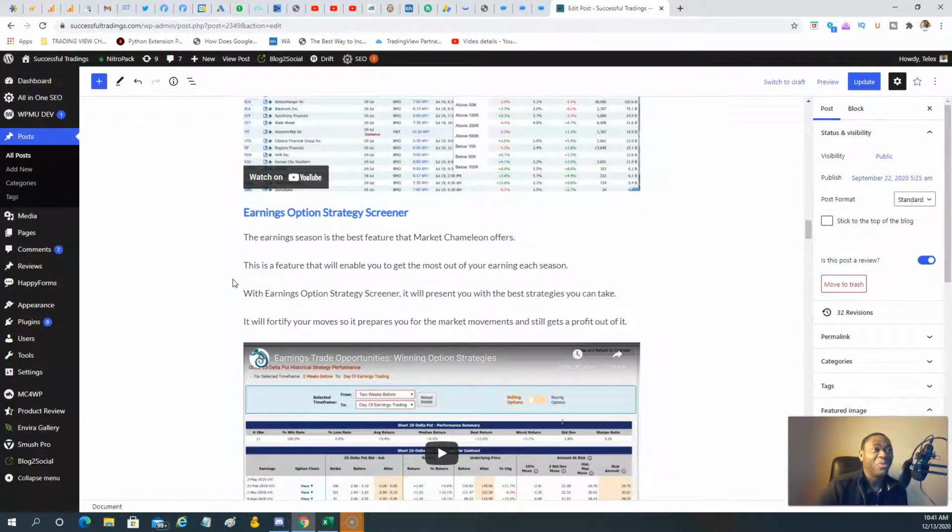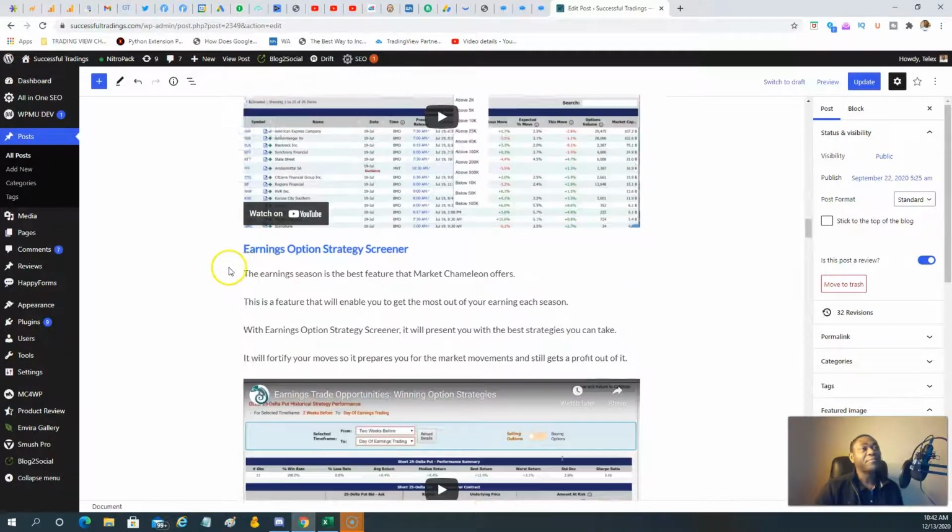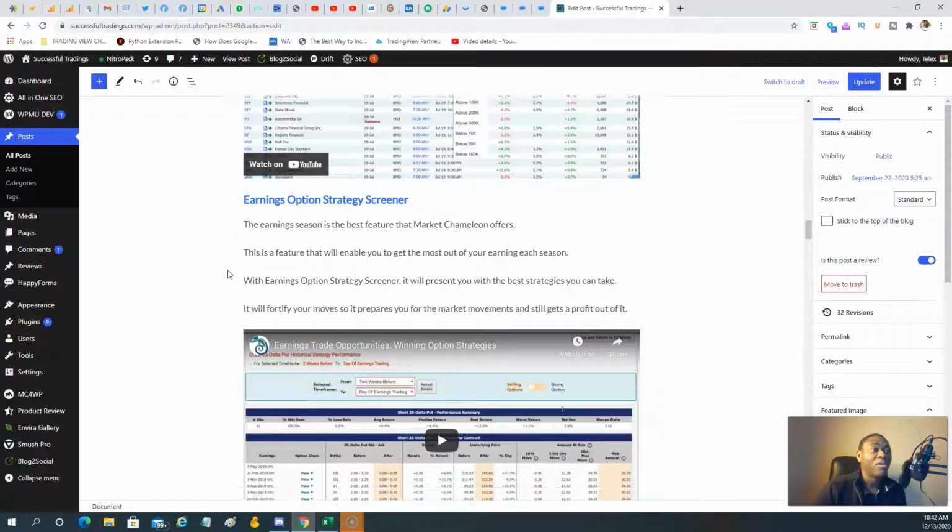And then there is the earning option screener of Market Chameleon. This is a feature that really tries to get you the most out of the earning season, because in the earning season, again, during those 4 times each year, you will get a lot of opportunity. Companies announcing their quarterly results will generally make the stock more volatile. And the whole edge of option trading is about taking advantage of the implied volatility. So that's what this tool is inside of the Market Chameleon tool overall.